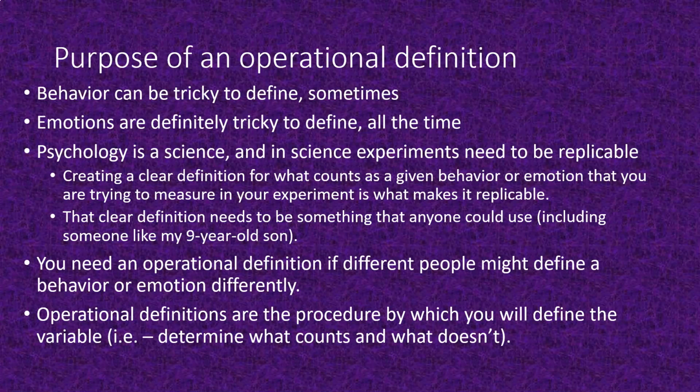Okay, and that clear definition needs to be something that literally anybody could use, right? Including someone like, say, my 9-year-old son. Okay, he should be able to tell what you mean by your key terms in your operational definition. Okay, and you need operational definitions if we've got things that people might define differently. So behaviors or emotions that get defined differently. Okay. And then operational definitions are those procedures by which you define the variable. What counts, what doesn't. Okay. So what counts and what doesn't. And that's really what we're trying to get at with that operational definition.